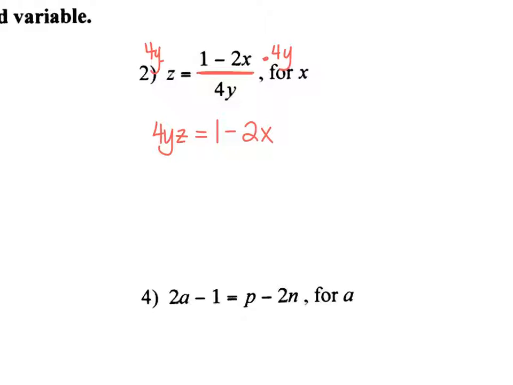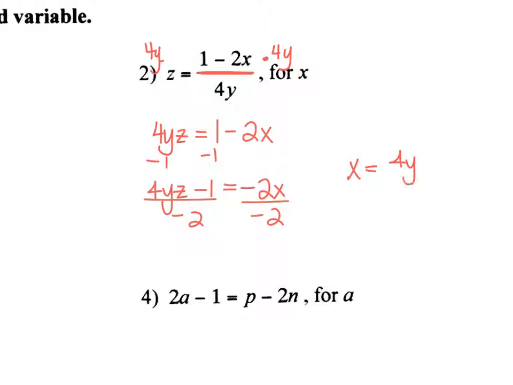All right, and now we're back to a similar problem as number 1. Subtract 1 from both sides. So we just write that as 4yz minus 1 equals negative 2x. And divide by negative 2. So your final answer should be x equals 4yz minus 1 all over negative 2.